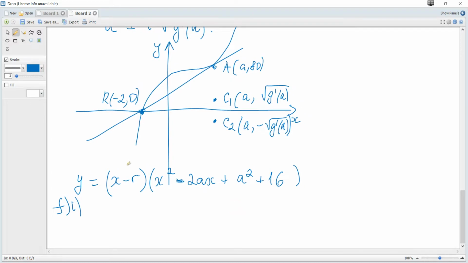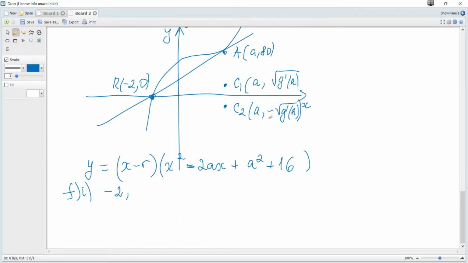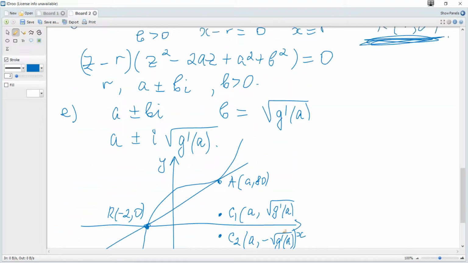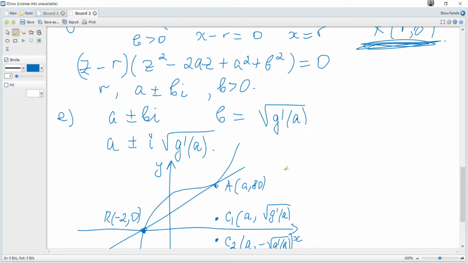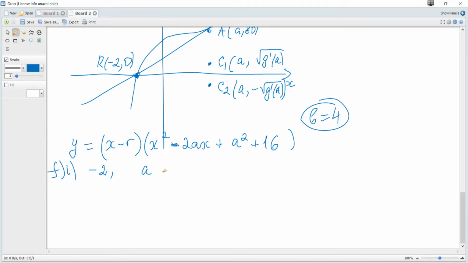So we can see that the first root is real, it's r, so it's just the x-intercept here, it's -2. And the other roots are two complex roots. They are shown here, and we can see that it's a plus minus root derivative of g at a, but the derivative of g at a is b squared, and from the general form of the equation we can see that b squared is 16, and hence b is 4 because b is positive. So the roots are a plus minus 4i, and we need a.